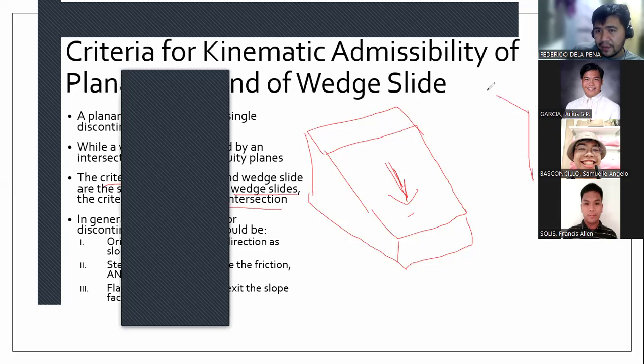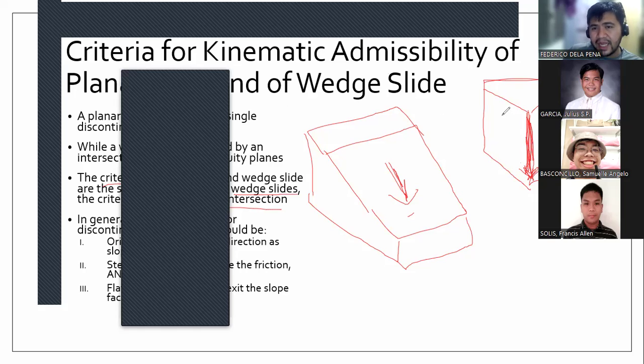For the wedge failure, you don't have a plane, but you have an intersection. And this intersection is actually a line. A line can be represented in the stereonet as a point, and that point can again be represented as a pole. So essentially, you have basically the same criteria.